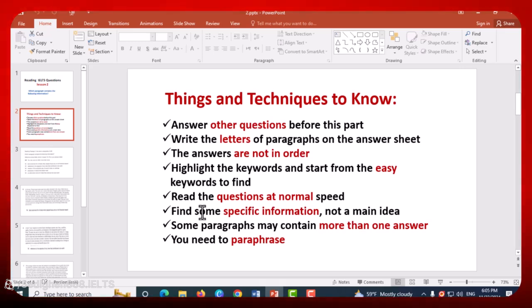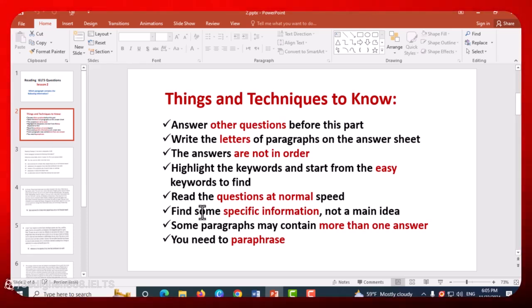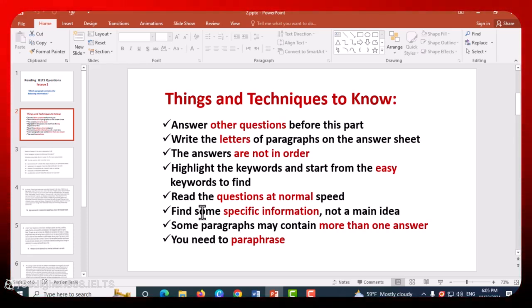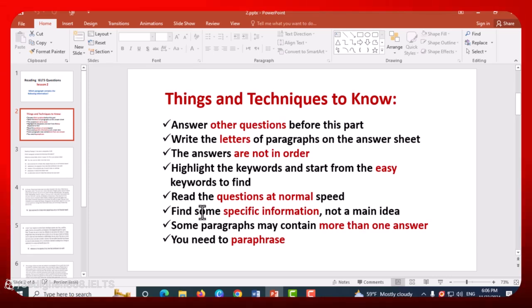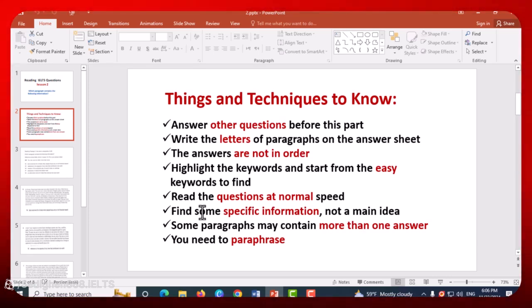Next, write the letters of paragraphs on the answer sheet, not the numbers. The answers are not in order. Highlight the keywords and start from the easy keywords to find. If you start from the keywords that are difficult to find in the passage, you are going to waste a lot of time. Read the questions at normal speed.